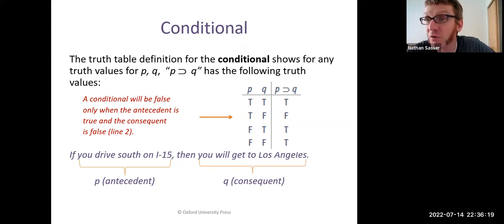Why? Because you haven't falsified it. You didn't drive south on I-15 and you didn't get to Los Angeles. Well, that doesn't falsify it. If anything, it's consistent with it, and in a certain kind of way, it feels like it confirms the conditional statement that if you do drive on I-15, you will get to LA. You didn't falsify it: if you didn't drive on I-15, you didn't get there. So that is true under those circumstances.